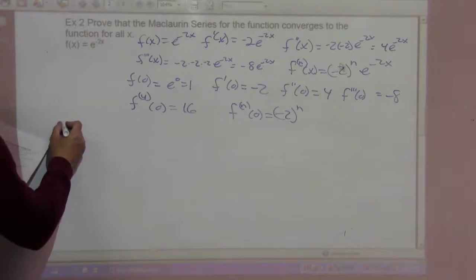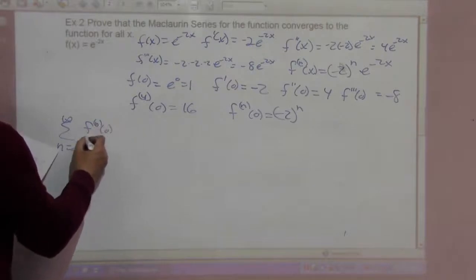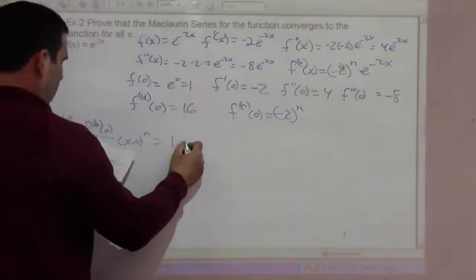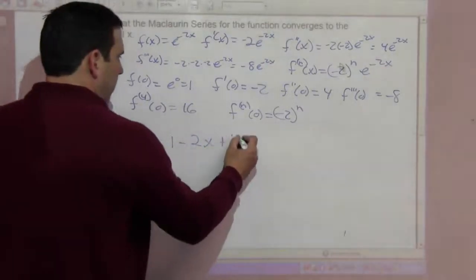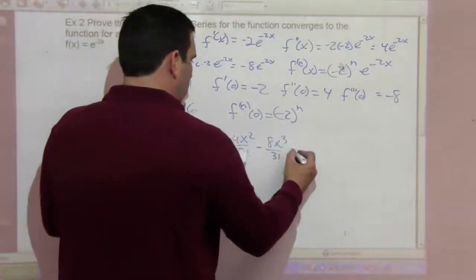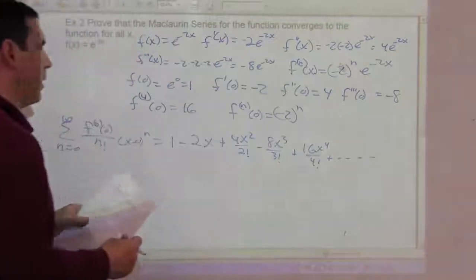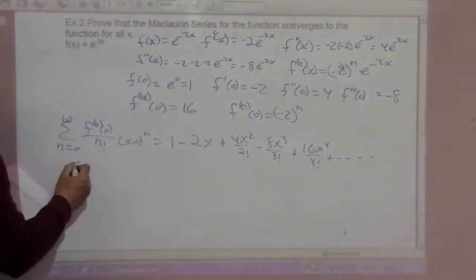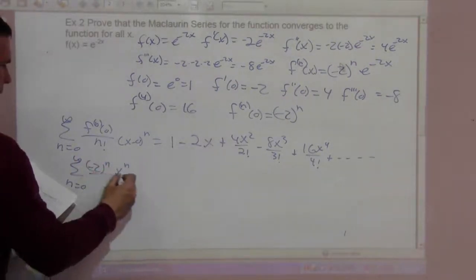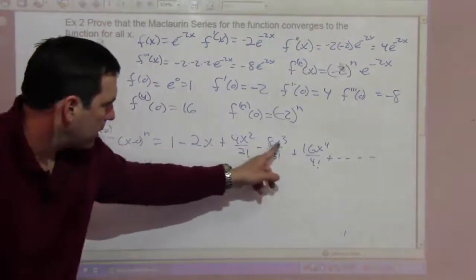Okay, so our sum, n goes from 0 to infinity, of the nth derivative at 0 over n factorial times x minus 0 to the n power. That's going to be 1 minus 2x plus 4x squared over 2 factorial minus 8x cubed over 3 factorial plus 16x to the fourth over 4 factorial plus, and we see that going on. And that sum is going to be negative 2 to the n, x to the n over n factorial. And we see that negative 2 to the n, here's our n factorial, here's x to the n power.